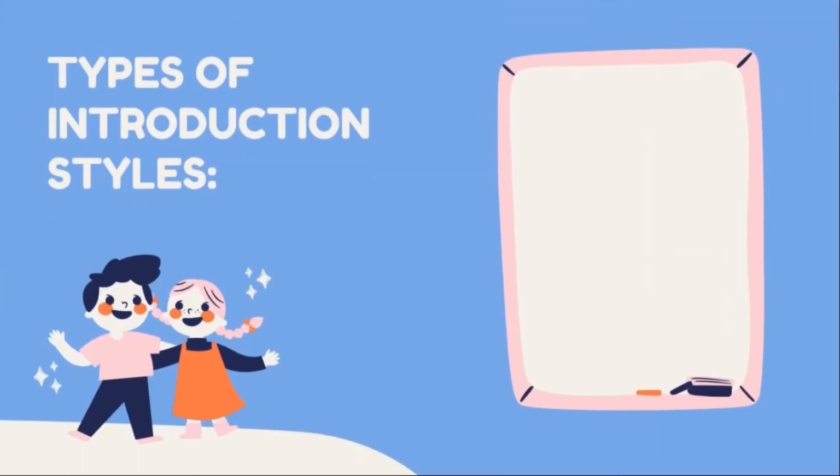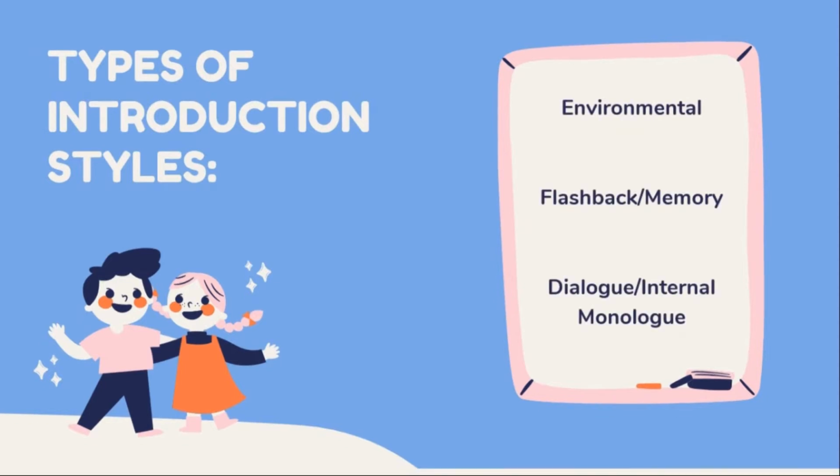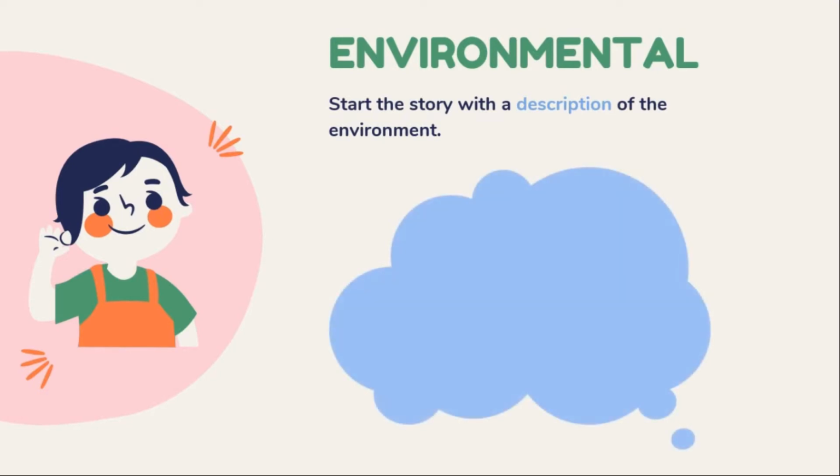Having said that, let's now go over the types of introduction you may use for your composition. This is a non-exhaustive list, but introductions in general fall under the categories of environmental, flashback, and dialogue. The first style, environmental, involves starting your story with a description of the environment and setting. An example of this is the sentence, "It was a bright and sunny day."